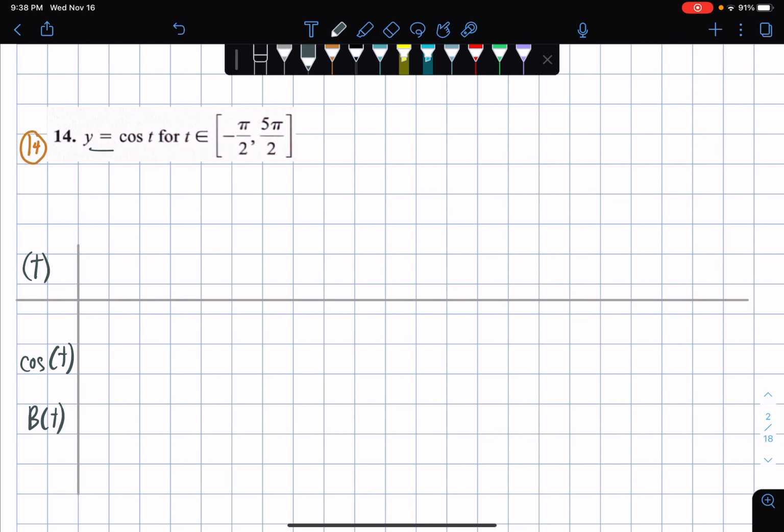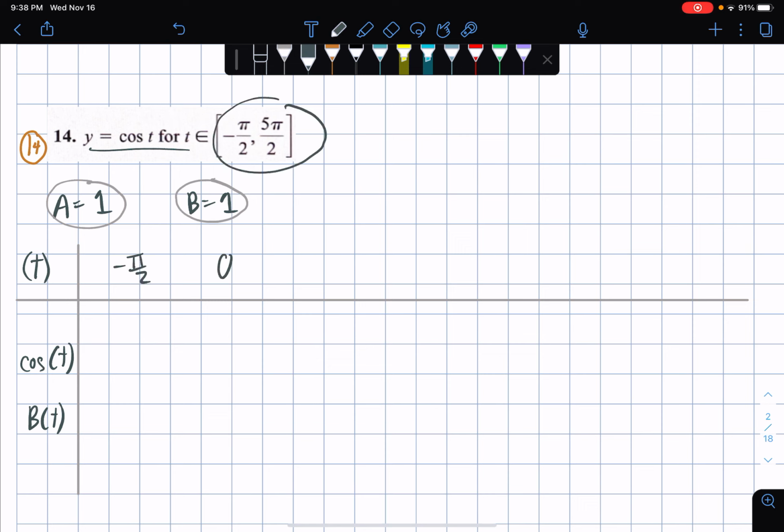So, as you can see, the amplitude is still 1. The B is also still 1. The element set is from negative pi over 2. Let's move to 0, pi over 2, pi, 3 pi over 2, 2 pi, and what comes next is 5 pi over 2. I'm not sure about this value in degrees, but yeah.